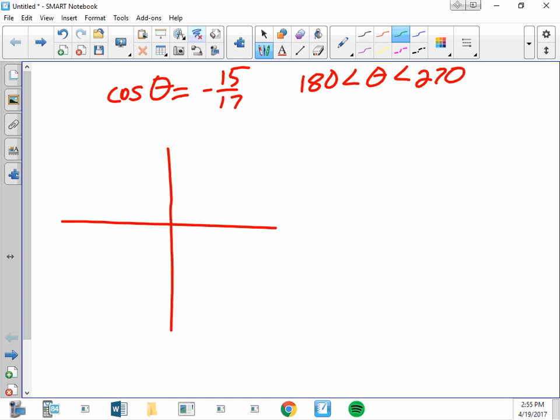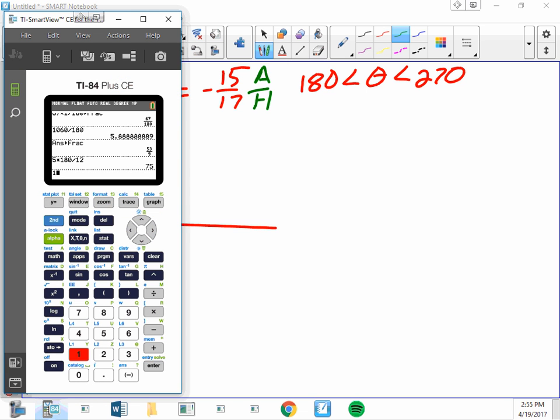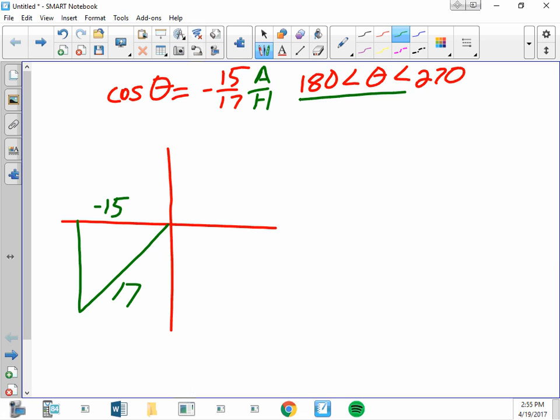So, we are in quadrant 3, and cosine is A over H. So this would be negative 15, and this would be 17. Doing the Pythagorean formula, 17 squared minus 15 squared. Square root that. How did I know I'm in quadrant 3? It told me right there. The problem said between 180 and 270. Okay, so this is 8.